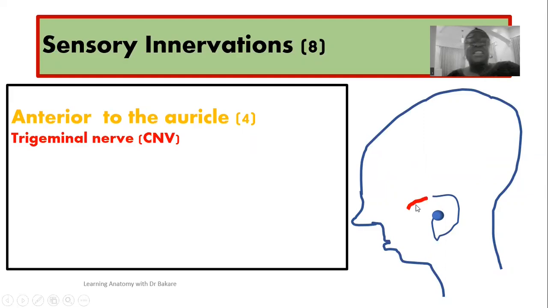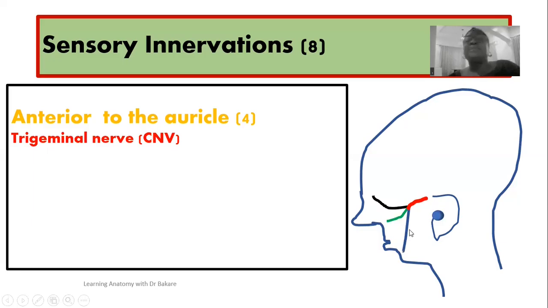We know that the trigeminal nerve has 3 subdivisions. We have the ophthalmic branch here that is highlighted in black. We have the maxillary branch here that is highlighted in green. Then we have the last branch here that is highlighted in blue. This is the mandibular branch of the trigeminal nerve.